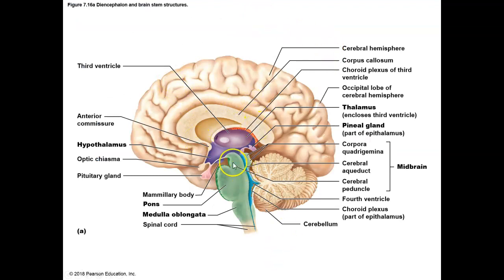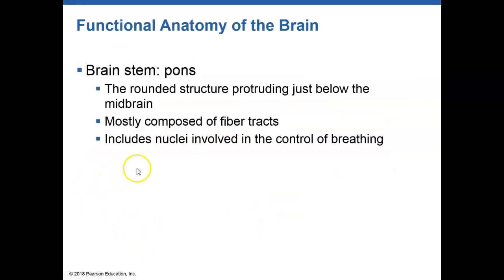And so again, here you see this midbrain area. So this is that fourth ventricle. This region here is called the cerebral peduncle. And then back here we have the corpora quadrigemina. Okay.